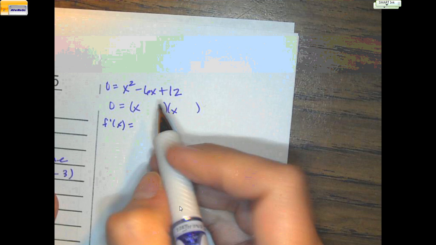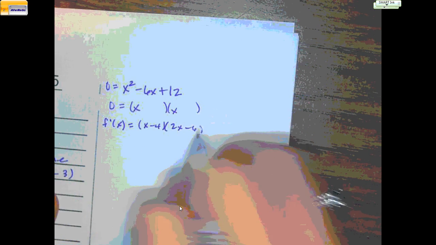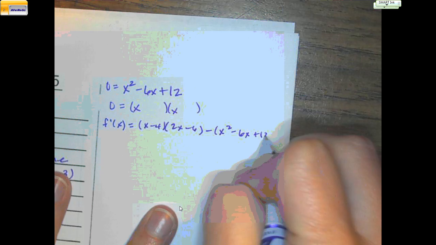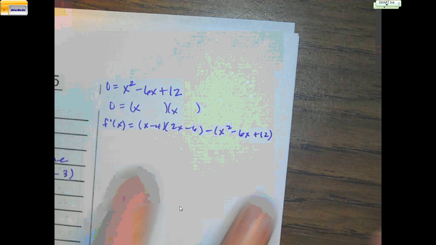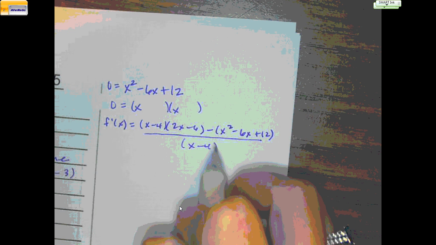Derivative. Make some space, write tiny, keep it organized. So we have the bottom times the derivative of the top, which is 2x minus 6, minus the top, times the derivative of the bottom, which is just a 1, over the bottom squared.